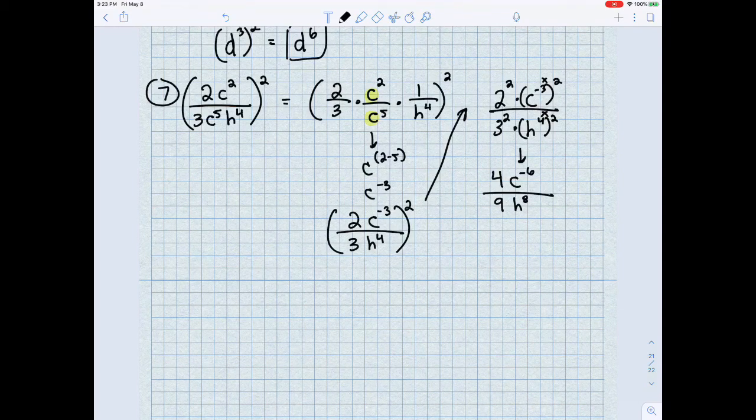Now, we don't like negative exponents, so using the negative exponent rule, it's like we are dropping this from the numerator to the denominator. So my final answer is 4 over 9 c to the 6th h to the 8th power. Yep, and there we go.